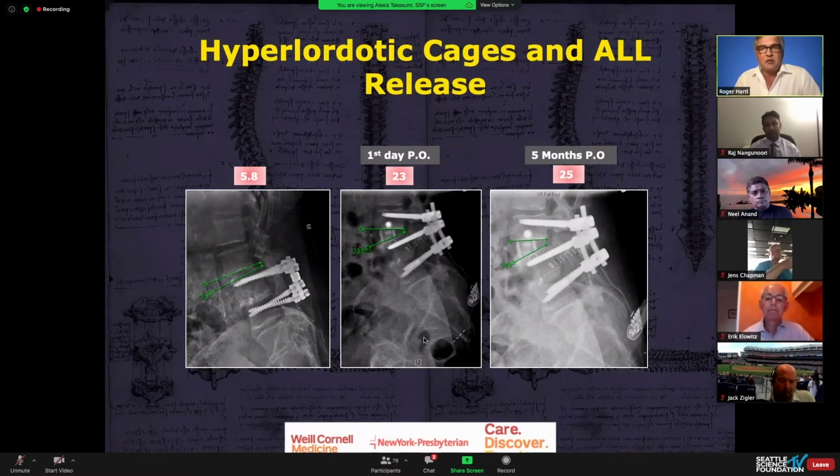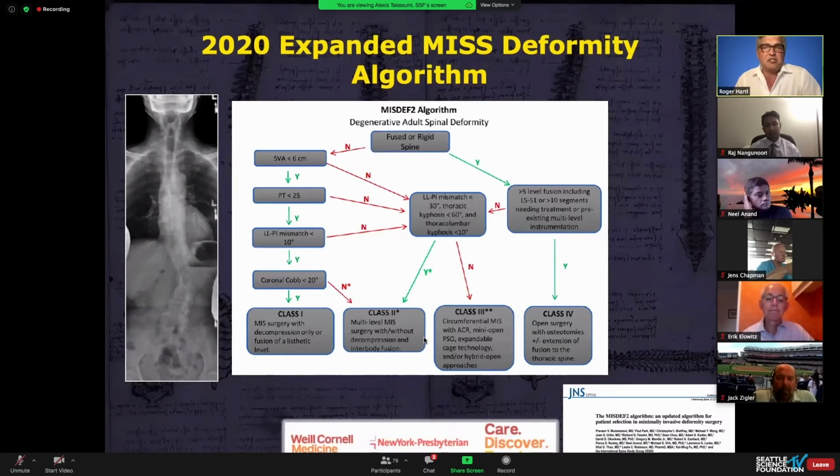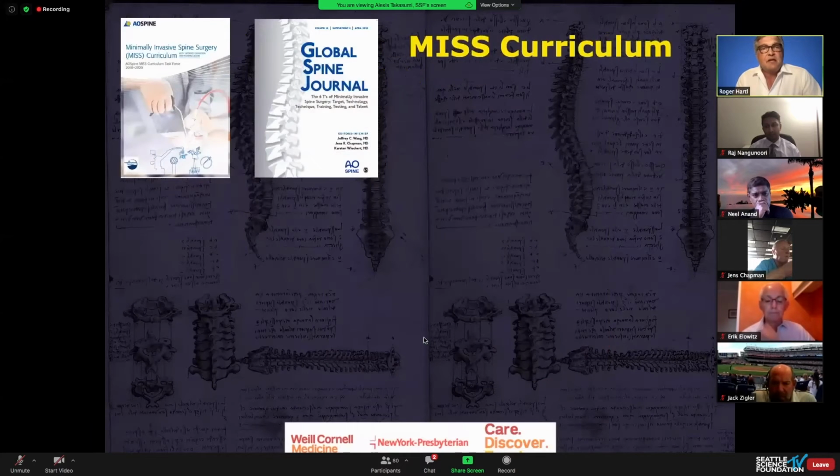Now, deformity correction with some of the newer procedures with hyperlordotic cages, ALL release, those are all very exciting areas within spine surgery. And that has resulted in an expansion of the indication for MIS surgery for deformity correction, as recently published in JNS Spine by Praveen Mummaneni, Kai-Ming Fu, and others.